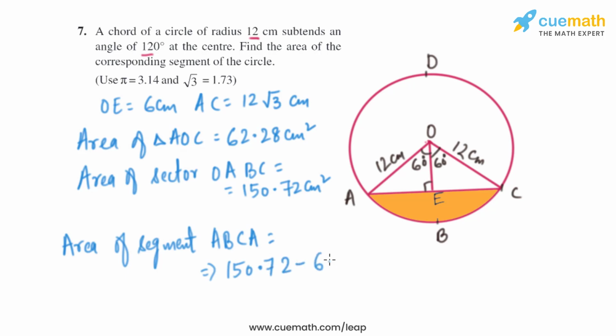Now let's find the area of segment ABCA, that equals 150.72 minus 62.28, and on solving this we get the area of segment as 88.44 square centimeter.